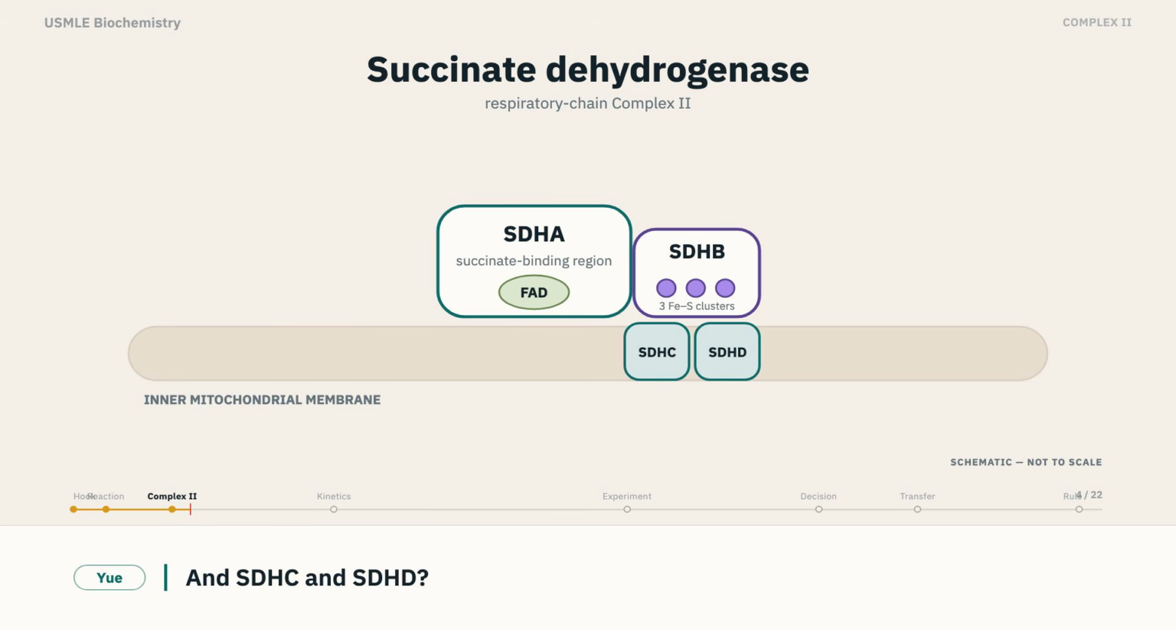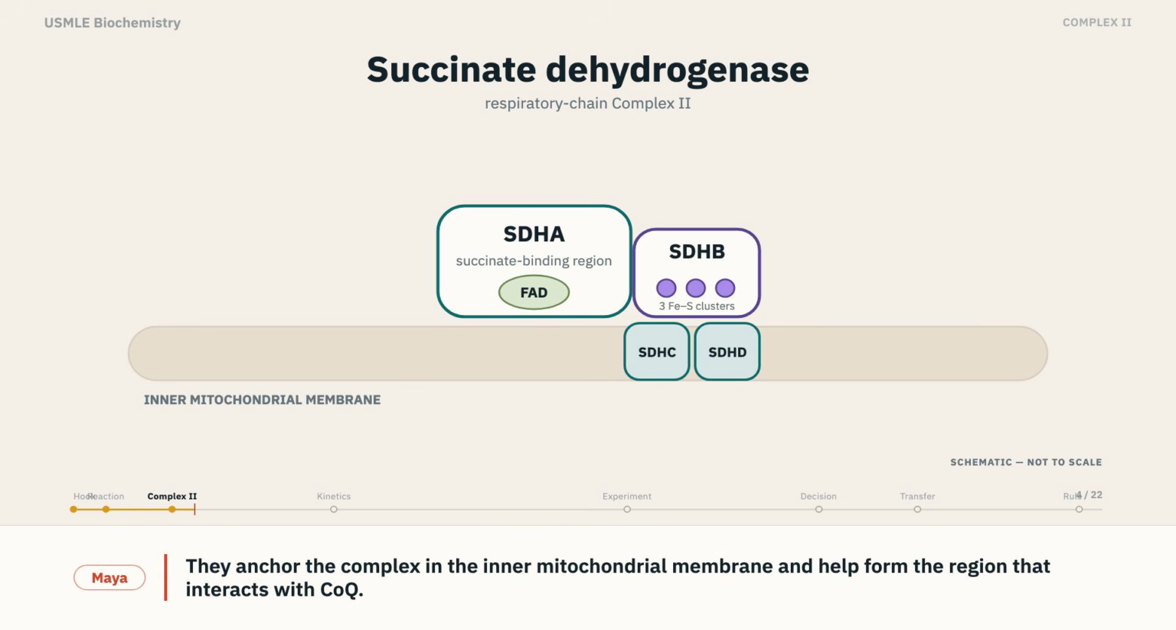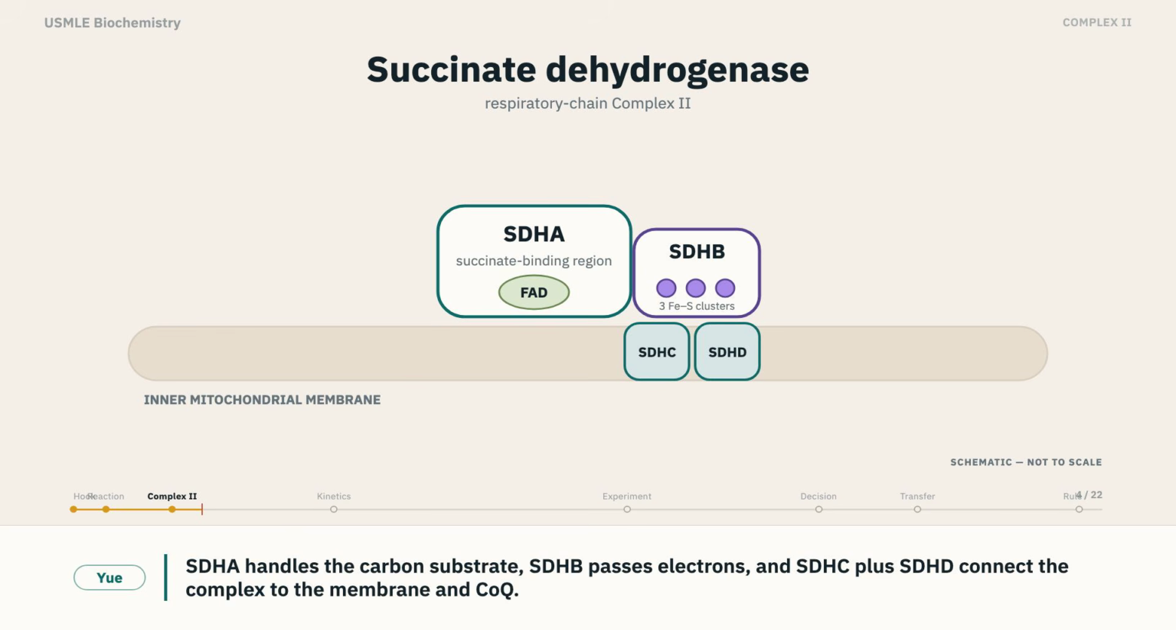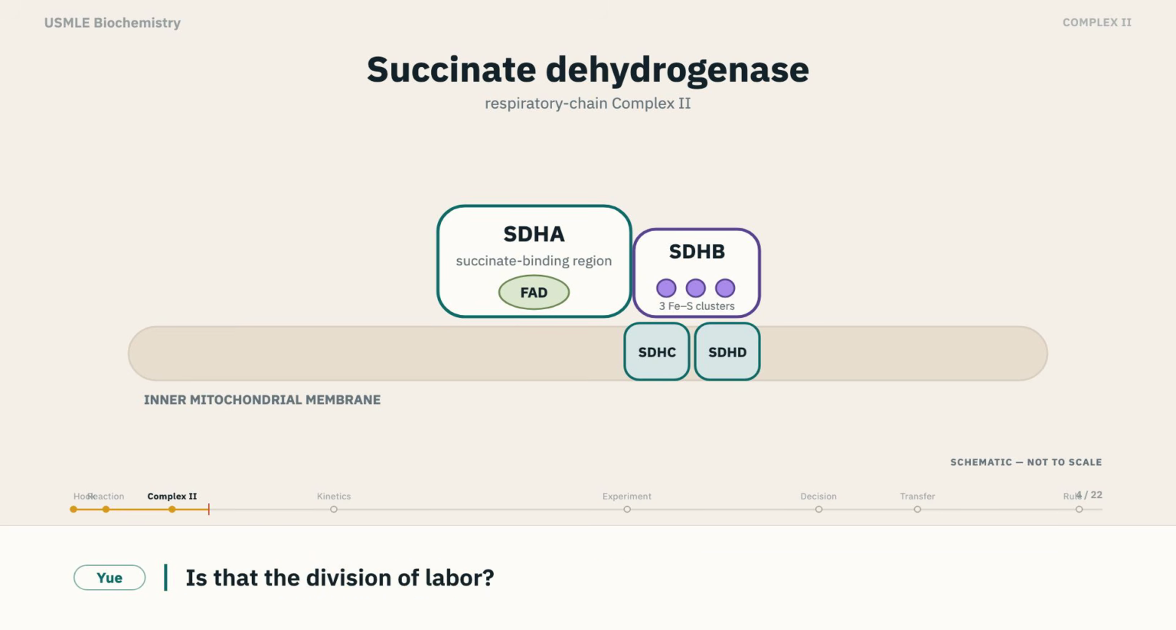And the SDHC and the SDHD. They are hydrophobic membrane subunits. They anchor the complex in the inner mitochondrial membrane and help form the region that interacts with coenzyme Q. Let me see if I can map them. SDHA handles the carbon substrate. SDHB passes electrons. And SDHC plus SDHD connect the complex to the membrane and coenzyme Q. Is that the division of labor?